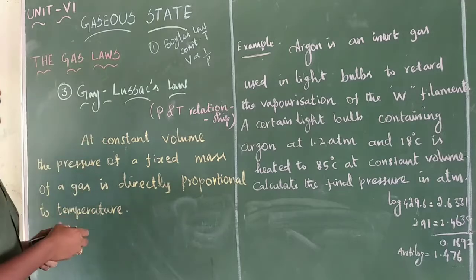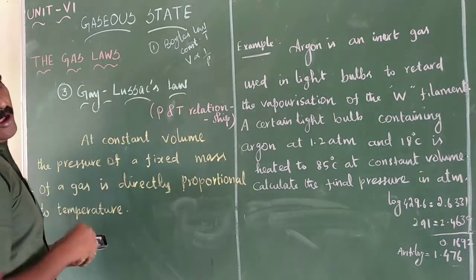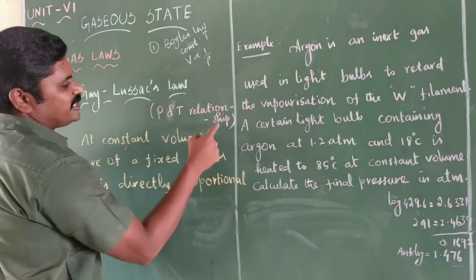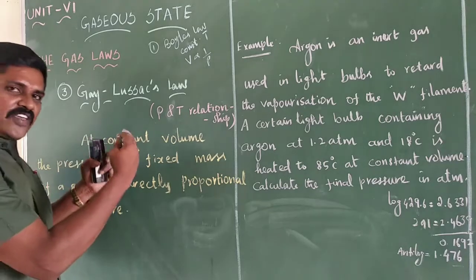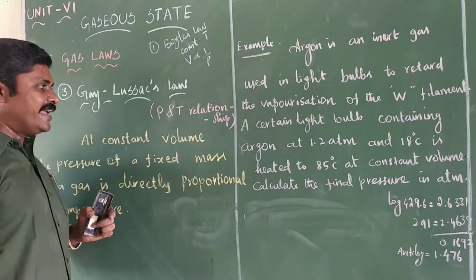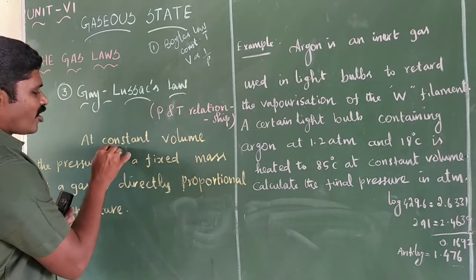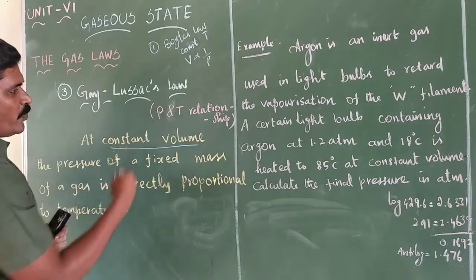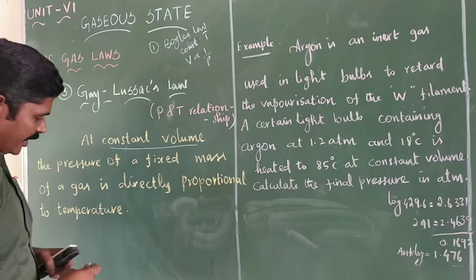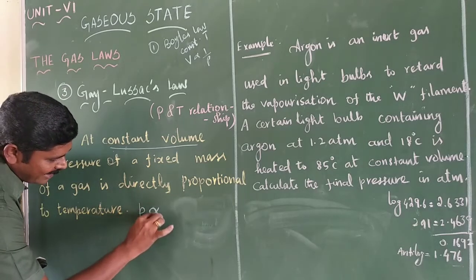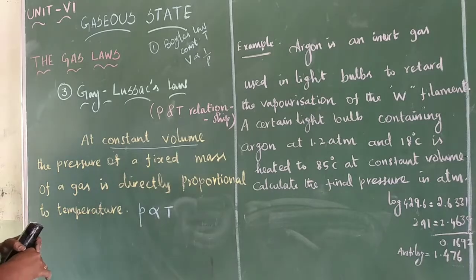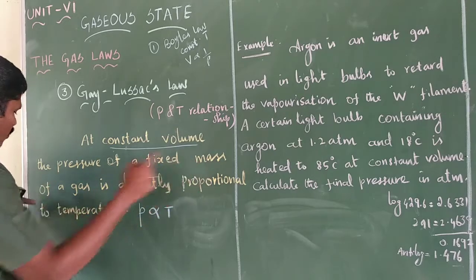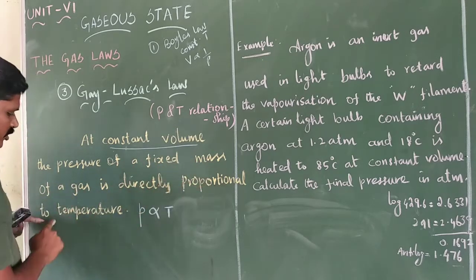Okay, students. The third gas law, Gay-Lussac's law, is the pressure and temperature relationship. A fixed mass of a gas at constant volume, the pressure is directly proportional to temperature. At constant volume, the pressure of a fixed mass of a gas is directly proportional to temperature.